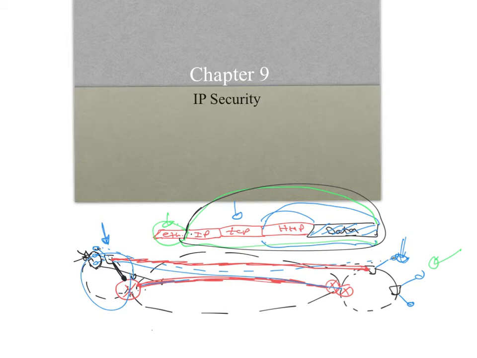IPsec has two modes, we'll talk about them. So we establish a tunnel between one network and another through a router or firewall. The firewall can be replaced by this router, so the firewall can act as a router. So we can provide private LAN to private LAN security, which means that any application running on any host in this private LAN will be secure.